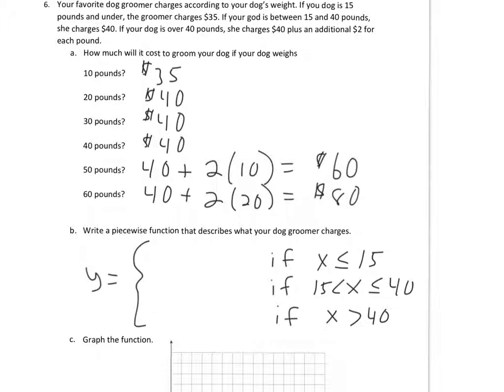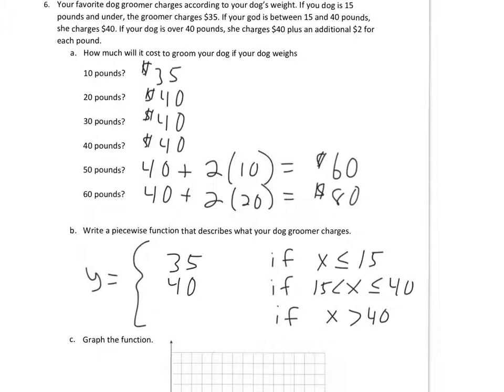Now let's do them one at a time. If the weight is less than 15, then the groomer charges $35. So the y value is just going to equal 35 in that case. It's a flat rate, so it's just a constant. For the second case, if the weight is between 15 and 40 pounds, she charges $40. So again, that's just another constant, 40.